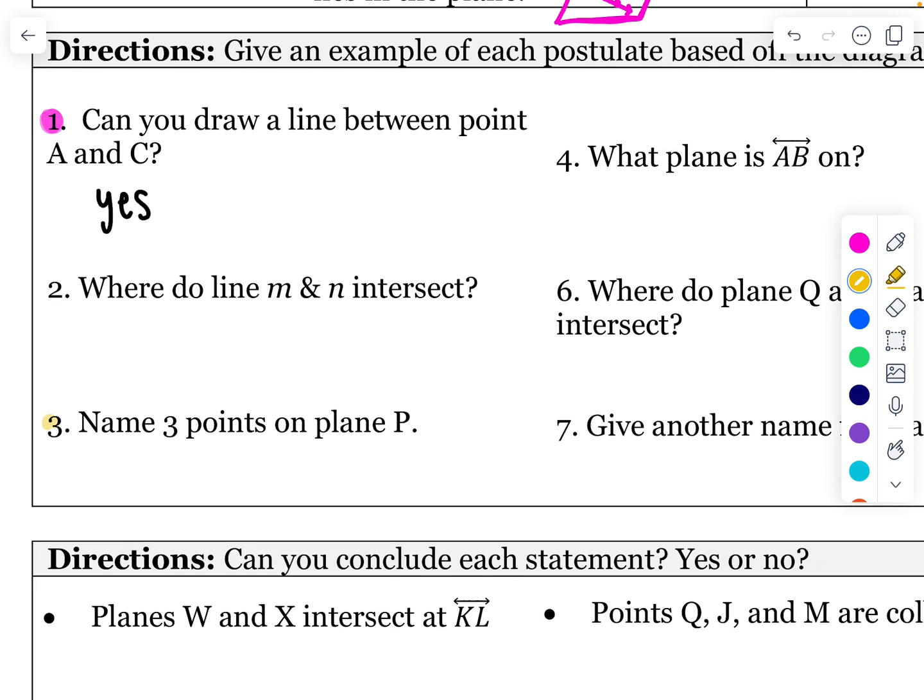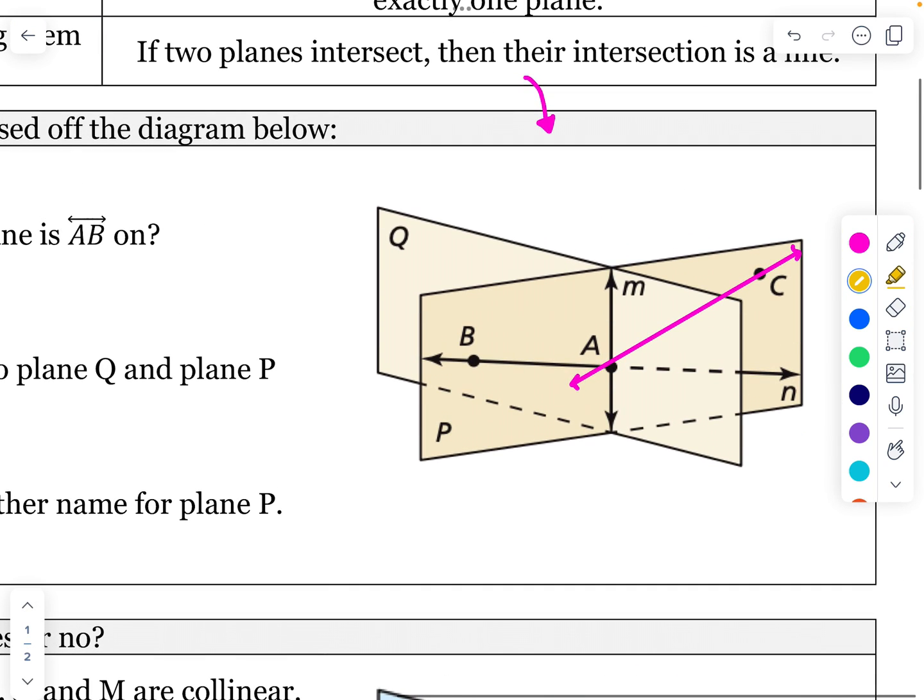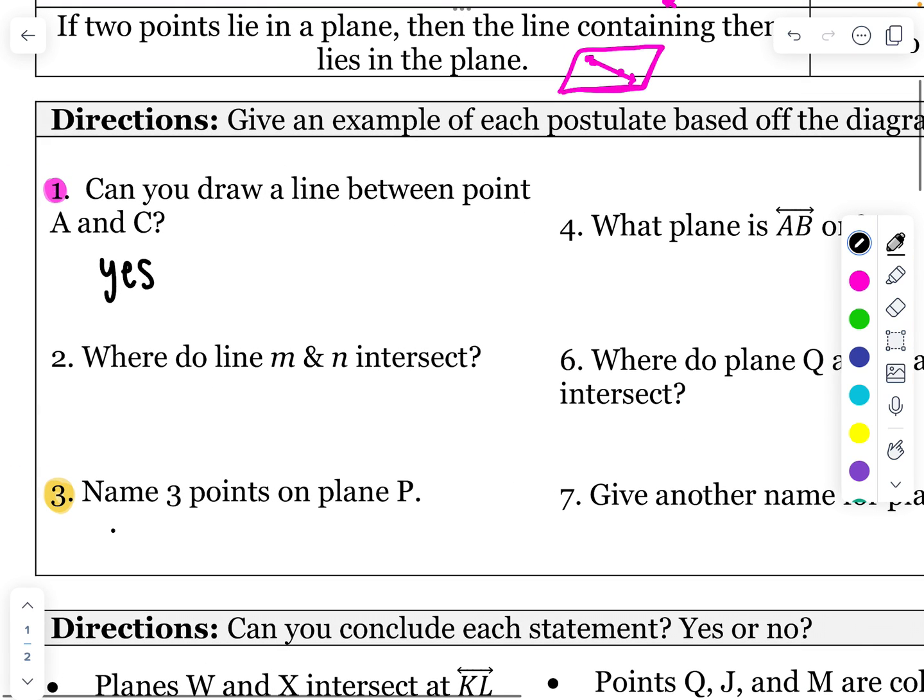Then I'll do this one. 3 points on plane P. B's going to be one of them. A's going to be one of them. C's going to be one of them. So B, A, and C.